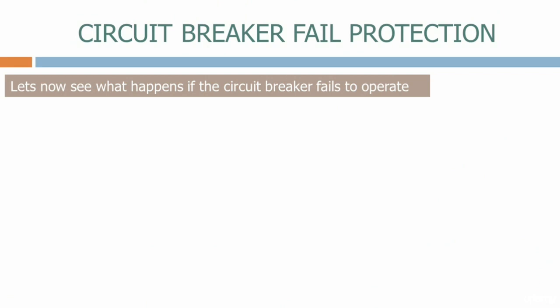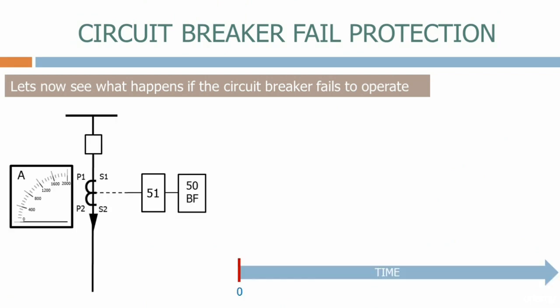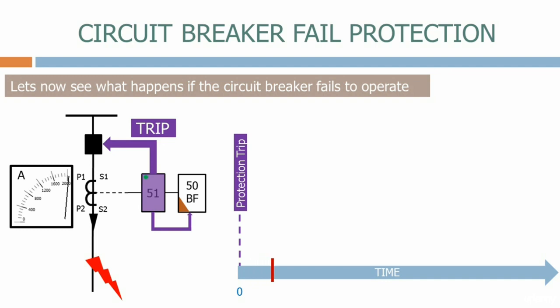Let's now see what happens if the circuit breaker fails to operate. Here's our standard feeder circuit from before. Let's now close the circuit breaker again. Let's now apply fault on the feeder. As before the current increases, the overcurrent relay detects the fault and sends a trip signal to the circuit breaker. But for some reason, the circuit breaker fails to operate.